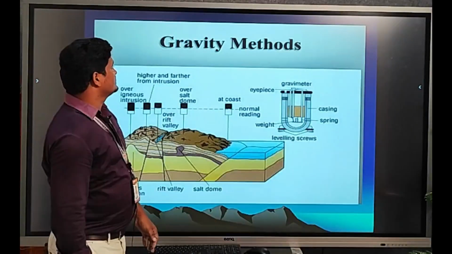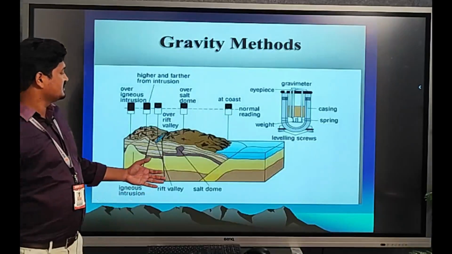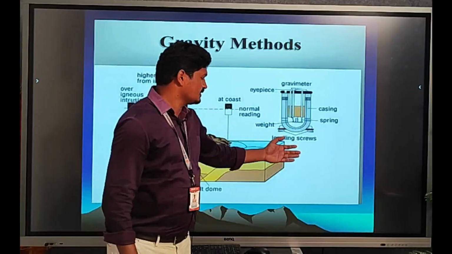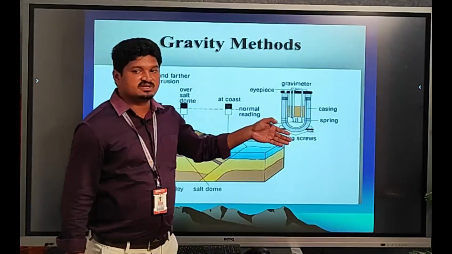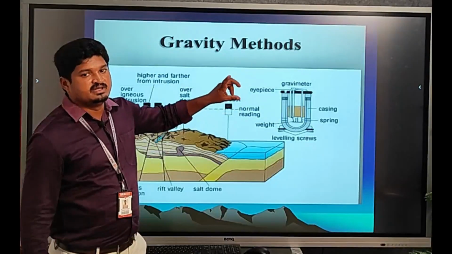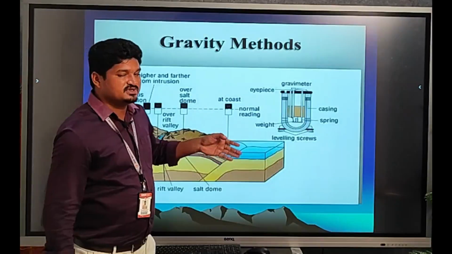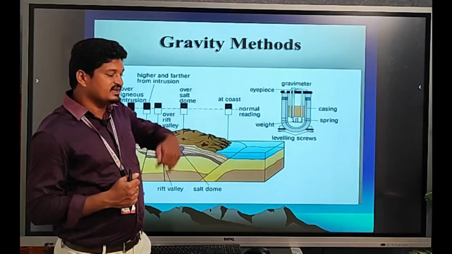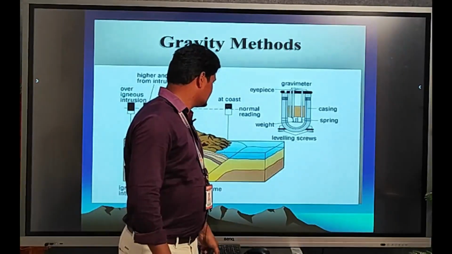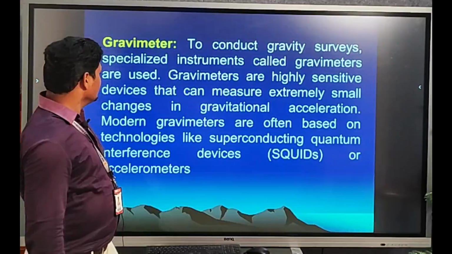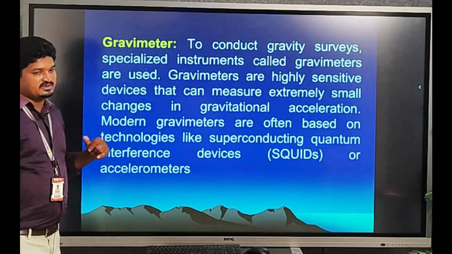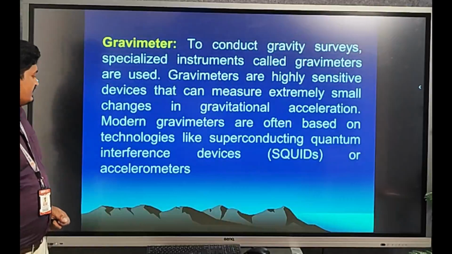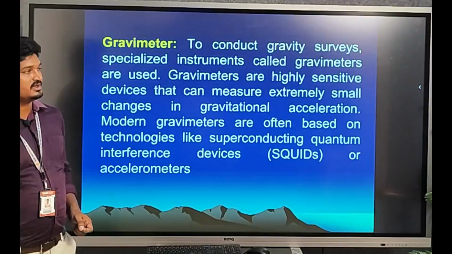So this is about the gravity method. Based on the variation of the spring, with the negative or positive anomaly, wherever the negative anomaly comes, the material will be less dense. Wherever the spring is extended, those areas will have high density minerals. So if small changes occur, we will keep on identifying different minerals and rocks in that particular area.